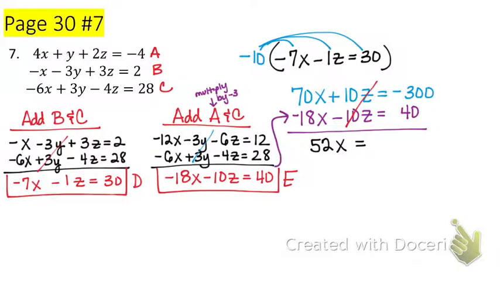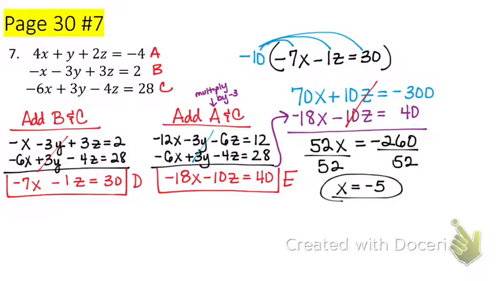Make sure that is correct because I don't have a calculator, but pretty sure 70 minus 18 is 52. And then negative 300 plus 40. All right, go ahead and divide both sides by 52. So what did you get for x? Negative 5. Who got negative 5 for x?